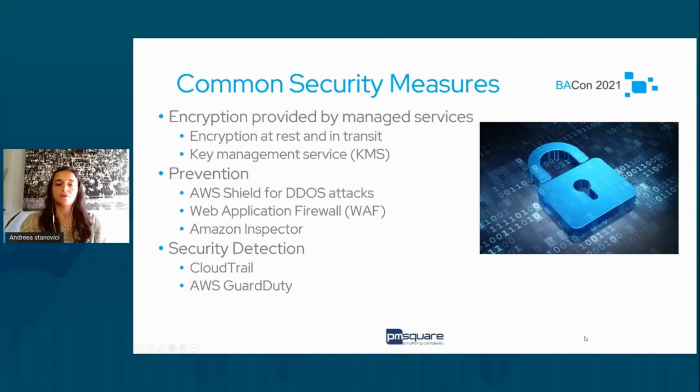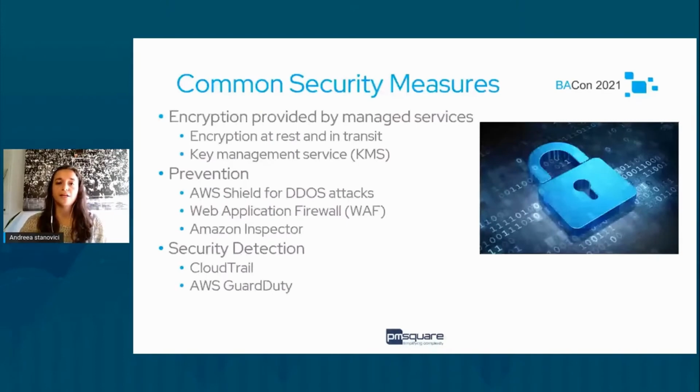We're going to talk about some more common security measures. So we already talked about how AWS managed services handle encryption. They handle encryption at rest and in transit. AWS managed services also use KMS, which stands for the key management service. The customer doesn't even have to worry about these. Amazon will already use the keys to make API calls on their own.